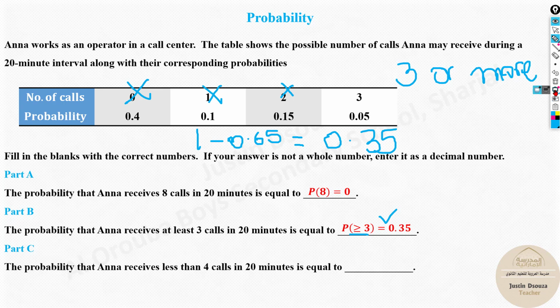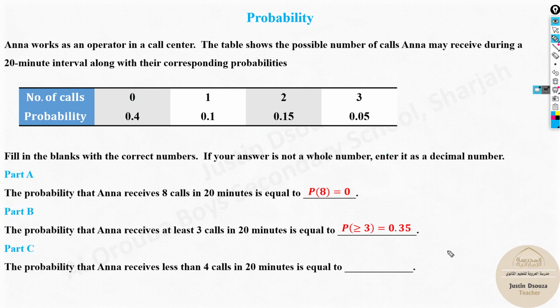Try the last one by yourself and then look for the answer, which I'll solve now. The probability that Anna receives less than 4 calls in 20 minutes is, over here you need to just add them all up. Since less than 4 is mentioned, they have not given any detail of 4 or 5, but we know there is about 0.3% over here, but we can't solve it anyways. But now we are less than 4. That means 4 is not included.